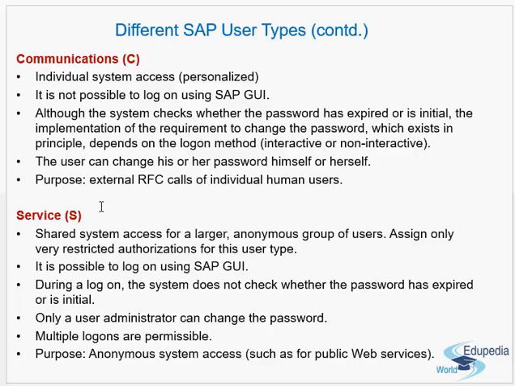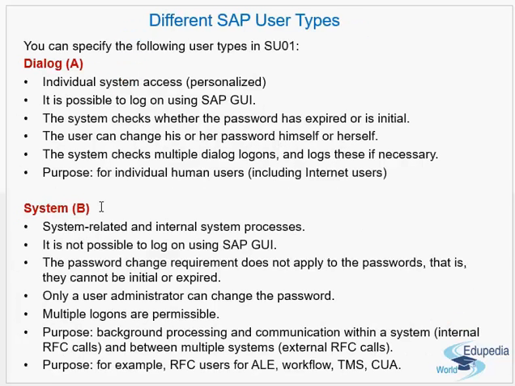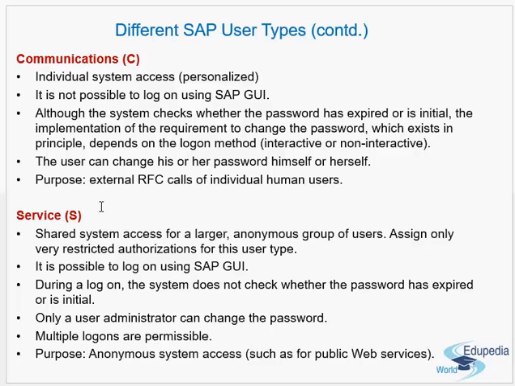Okay, so this is used for individual system access. But this user cannot log in using SAP GUI. Now, although the system checks whether the password has expired or initial, the implementation of the requirement to change the password, which exists in principle, depends on the logon method. It's interactive or non-interactive. And the user can change the password himself or herself, like a dialog one, but that is not possible in system user ID. And the purpose of this is external RFC calls of individual human users.